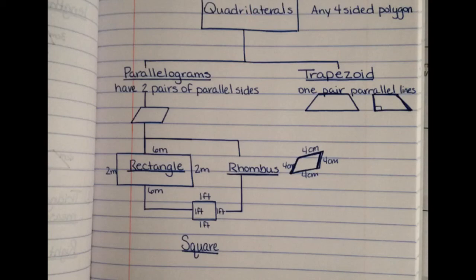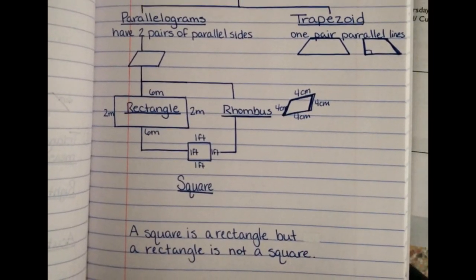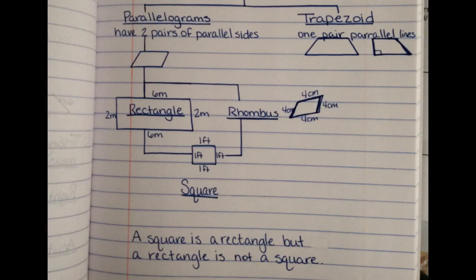And I wrote this little sentence right here: a square is a rectangle, but a rectangle is not a square. So this square right here is a rectangle. If we follow up the line, it is a rectangle. You could also follow it up this way. It is a rhombus. But a square is a rectangle, but a rectangle is not a square.